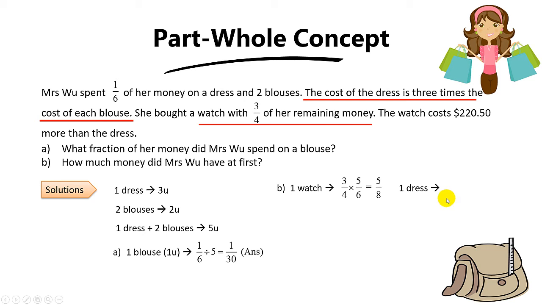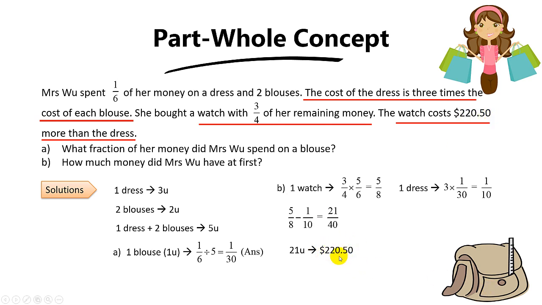So how do we find the cost of 1 dress? To find the cost of 1 dress, you basically take the cost of the blouse times 3, because the dress is 3 times the cost of each blouse. So 3 times 1 over 30, you get 1 out of 10. Since the question gives you the difference between the watch and the dress, you've got to find the difference between the watch and the dress. You take 5 out of 8 minus 1 out of 10, you get 21 over 40. So the difference over here will represent 220.50.